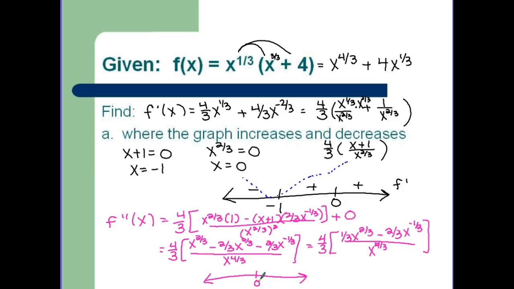I just wanted to make sure he did it his way too, because he has fractions and negatives.